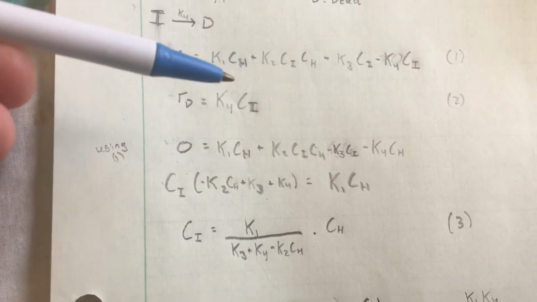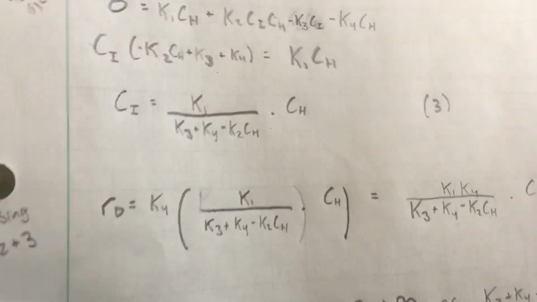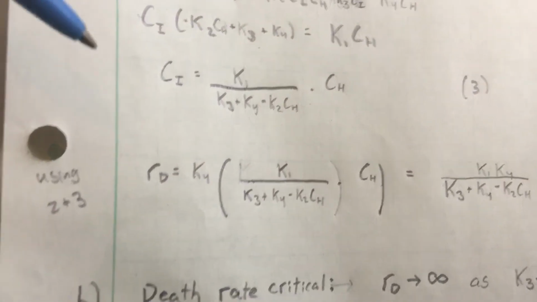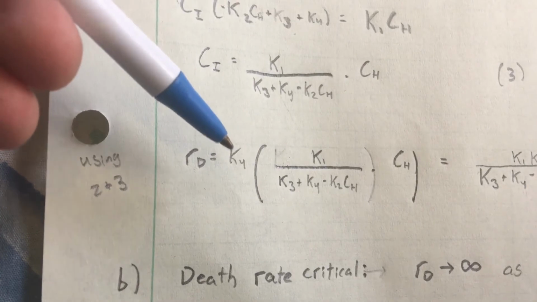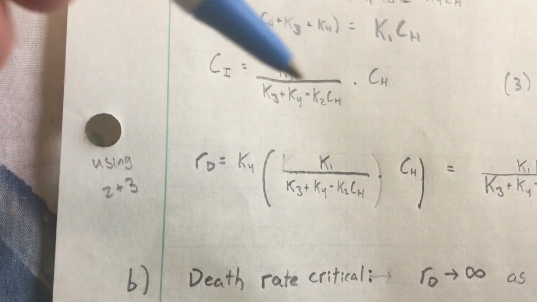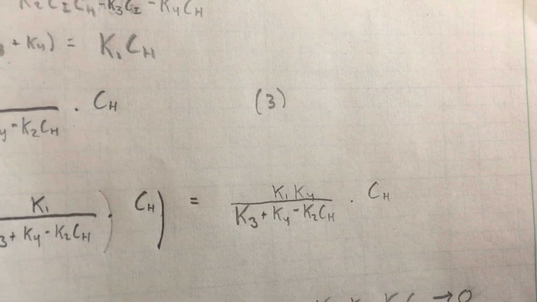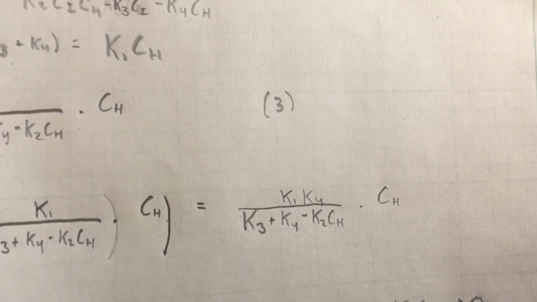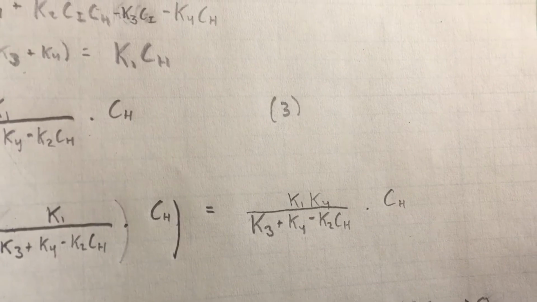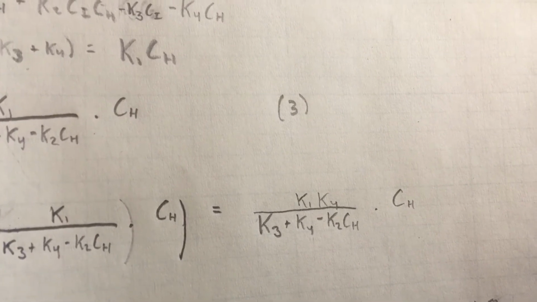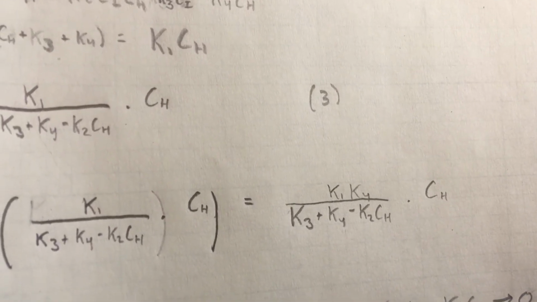So we're going to go back to our RD term. We have CI hiding there, so we are going to insert our new term, and we're going to have RD equal the original K4 times what was CI is now this, and finally it's going to equal K1, K4 over the sum K3 plus K4 minus K2CH, all that times CH. So that is our rate of death term.